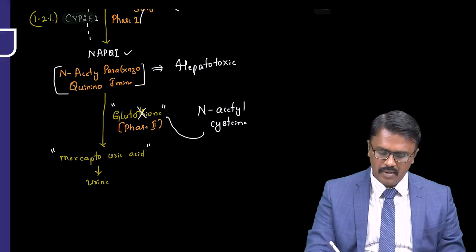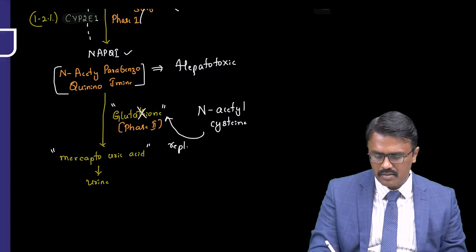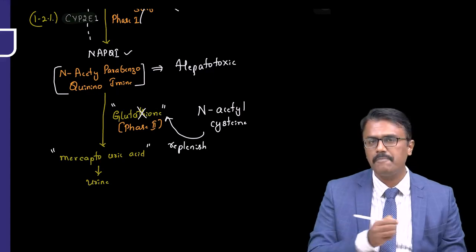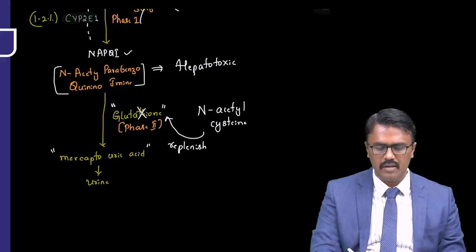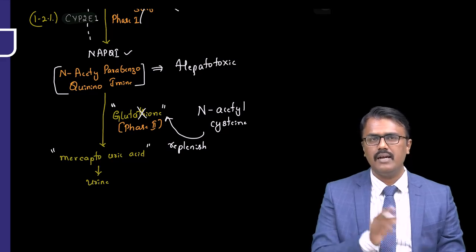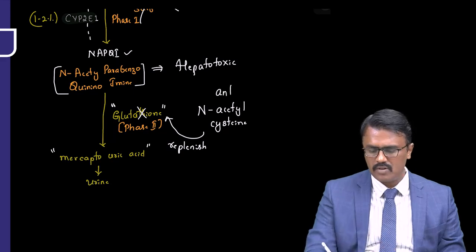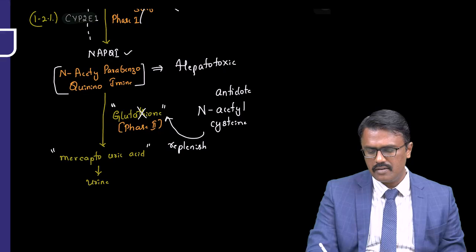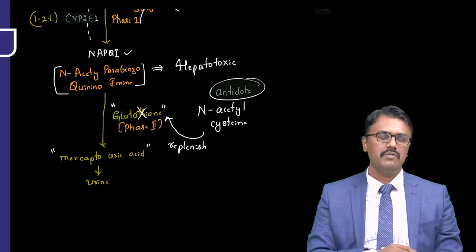It will give back glutathione. So it will replenish the glutathione stores in the body. When replenished, glutathione will come into action and neutralize the toxic metabolite, and damage to the liver is prevented. And that's why the antidote for paracetamol toxicity is N-acetylcysteine. We know the concept here. See how beautiful the concepts are.